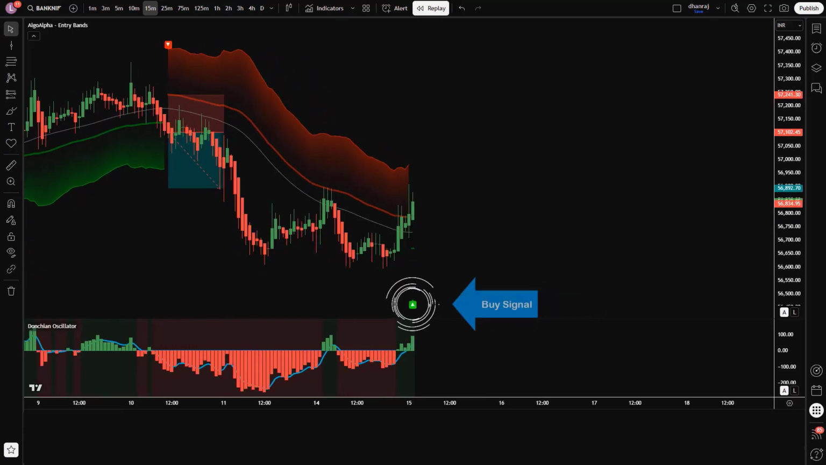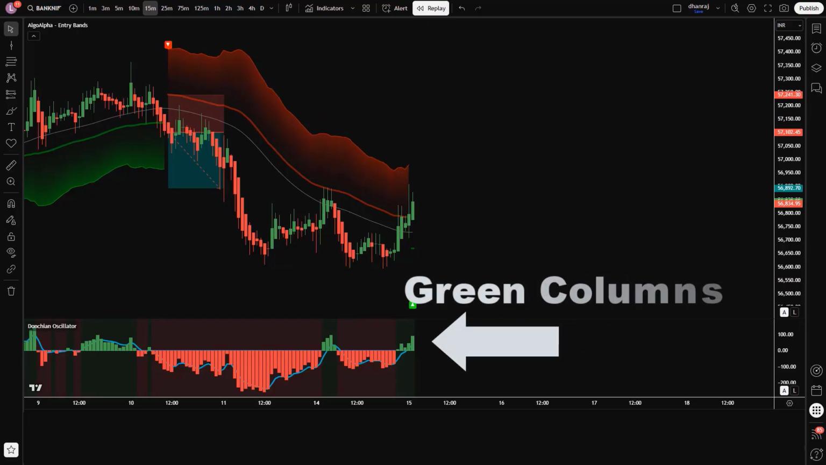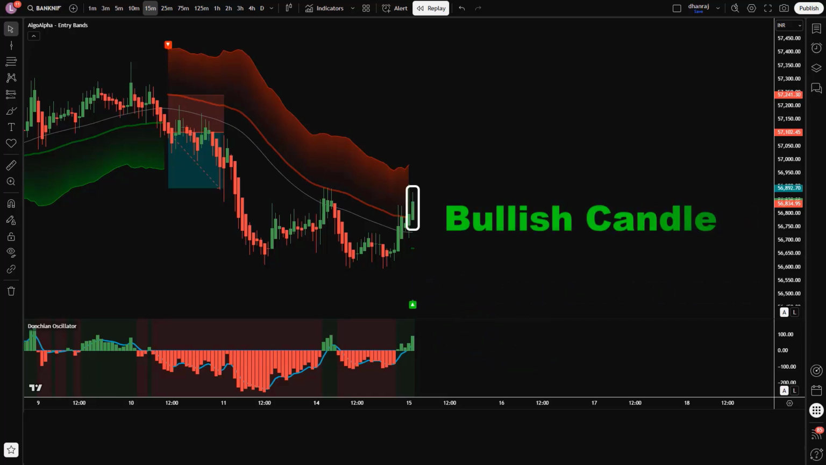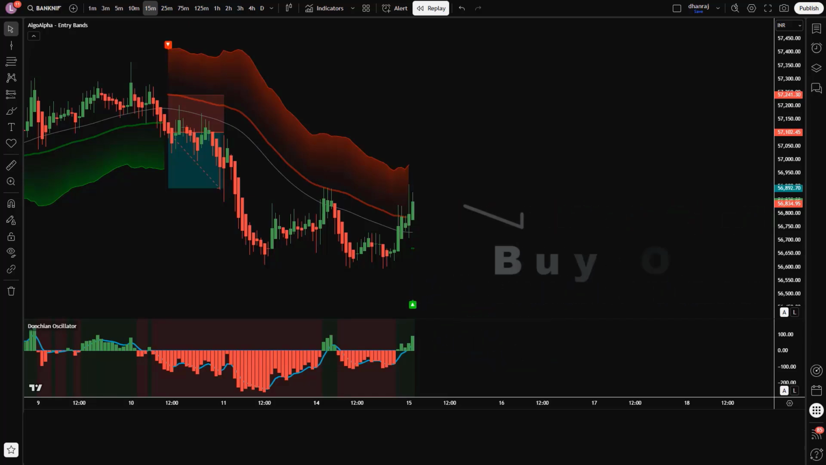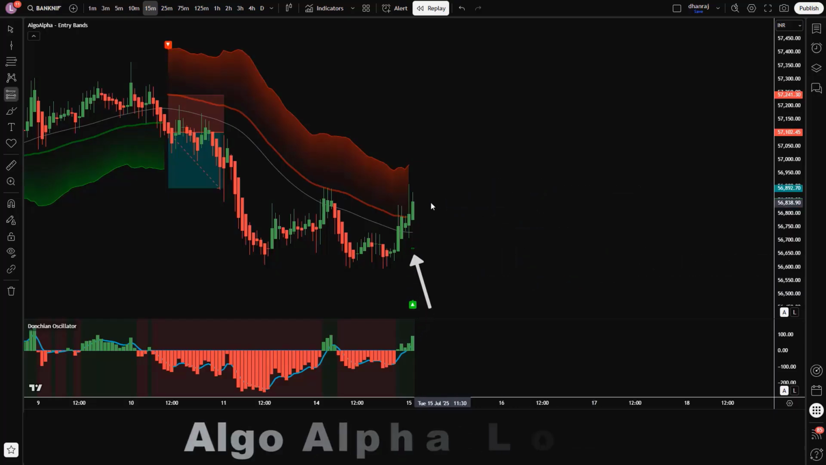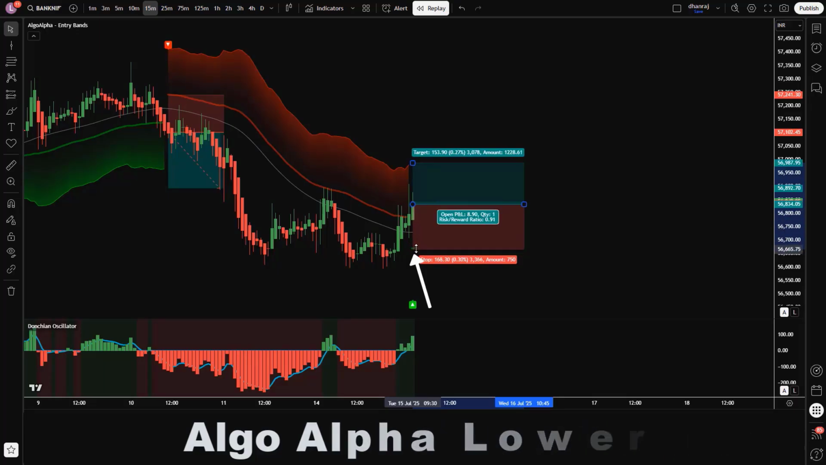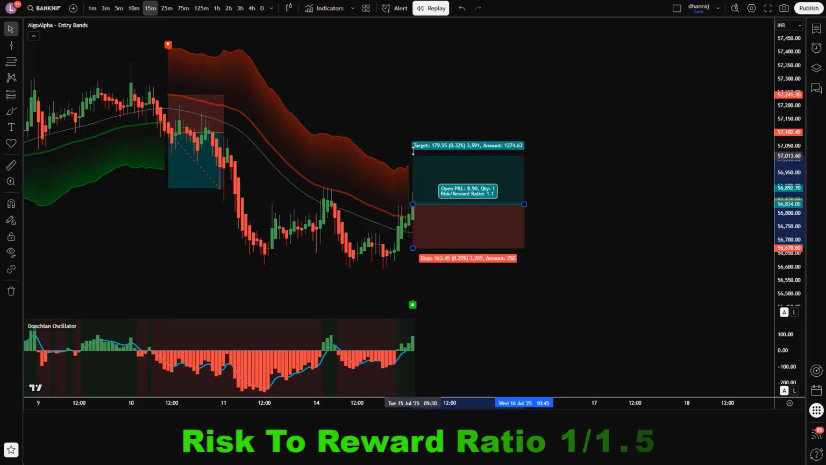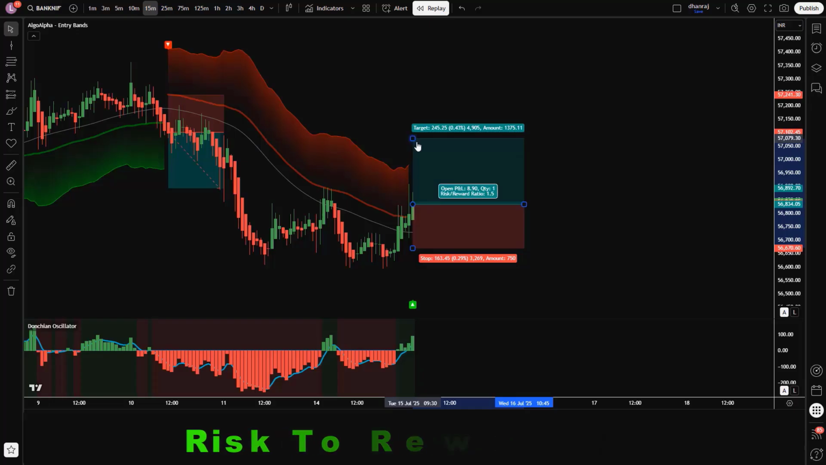When the Fibonacci entry bands indicator gives us a buy signal, when the Donchian oscillator indicator shows green color columns, and when the market forms a bullish candle. If this condition is fulfilled, then we will place buy order. Our stop loss is algo alpha lower line. And the risk to reward ratio will be 1:1.5.